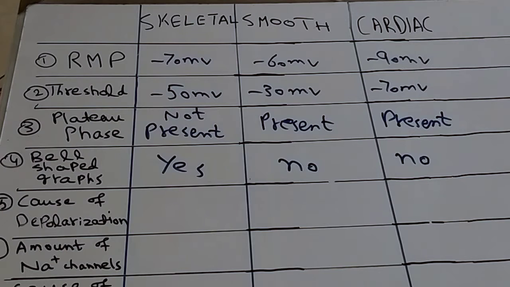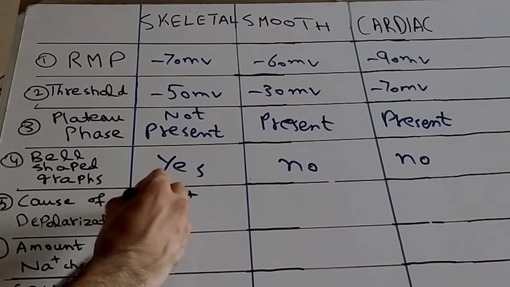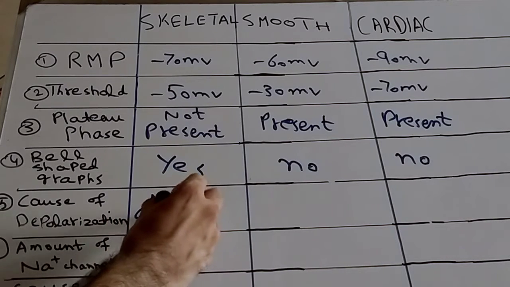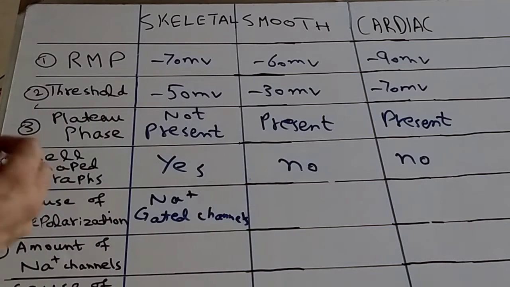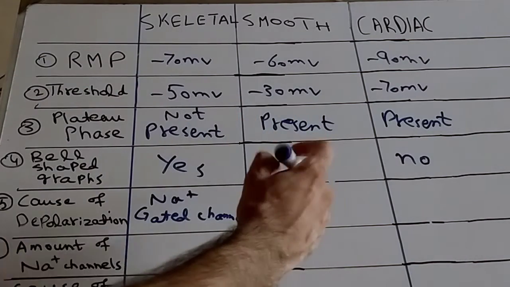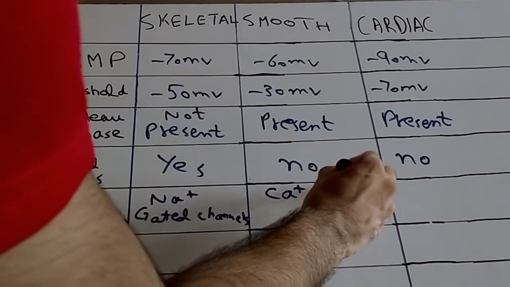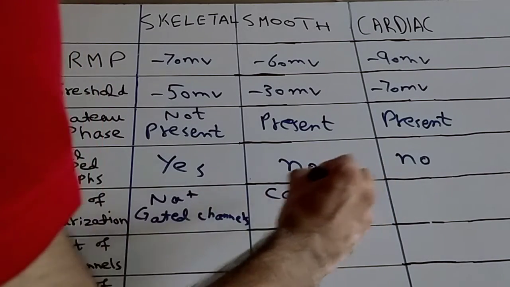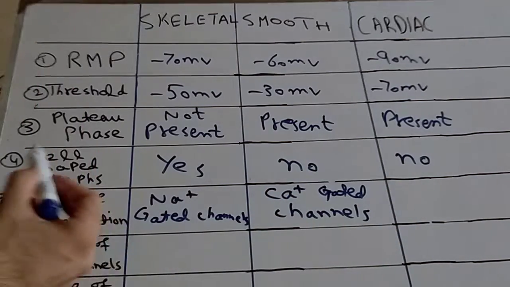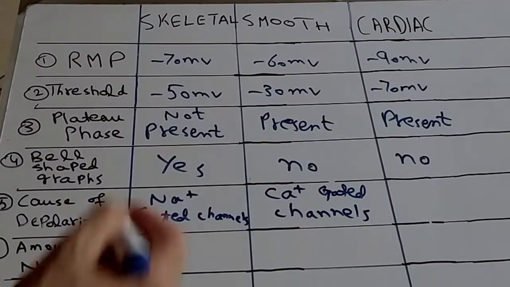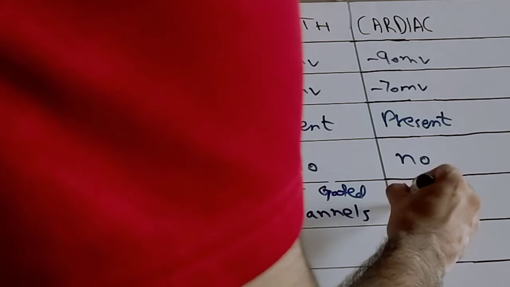Cause of depolarization in the skeletal muscles are the sodium gated channels. And the cause of depolarization for the smooth muscles are the calcium gated channels. And the cause of depolarization for the cardiac muscles are the sodium gated channels.